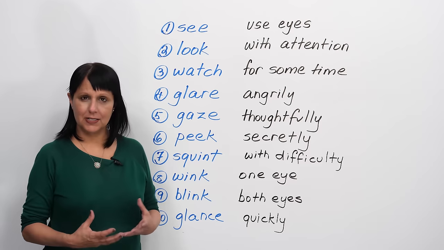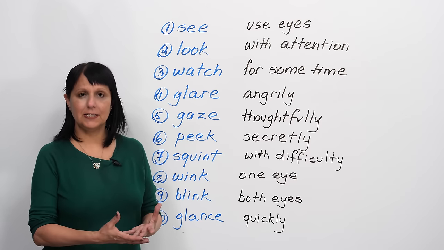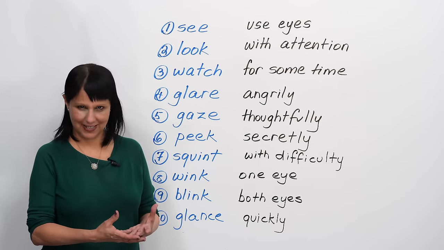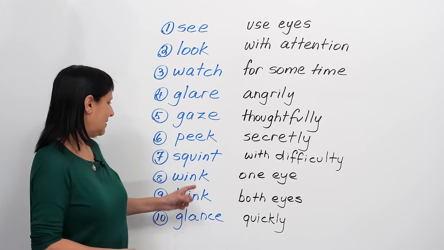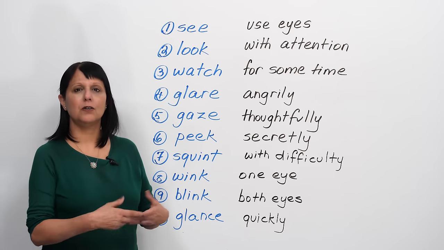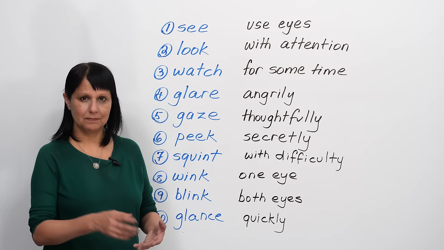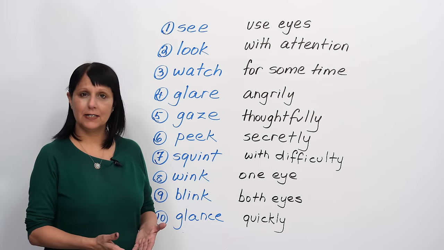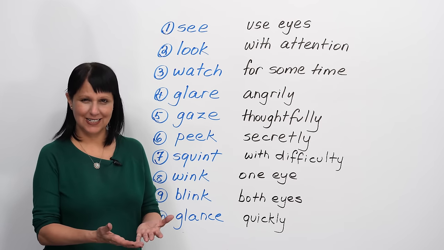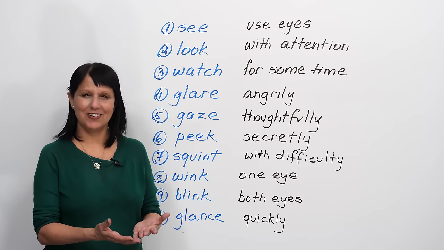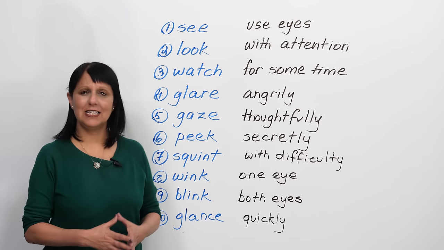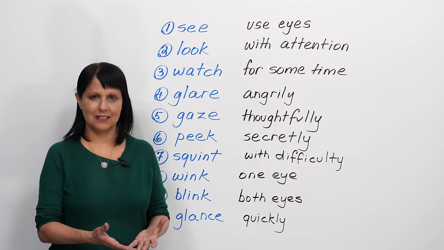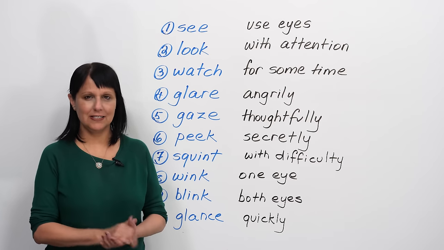Then squint, squinted. Okay, good. Wink, winked, T sound. Blink, blinked. Good, you've got it. And glance, glanced. Also a T sound.